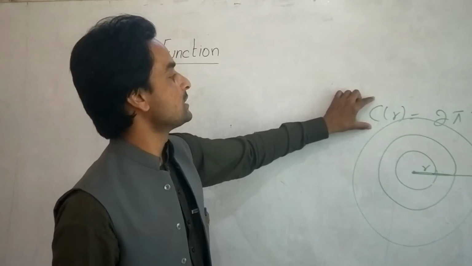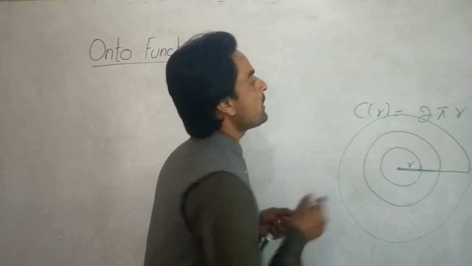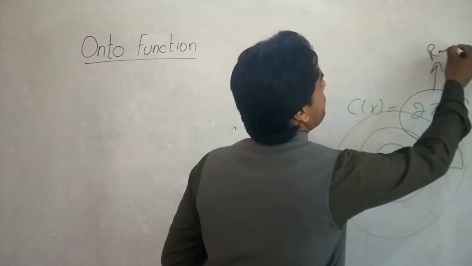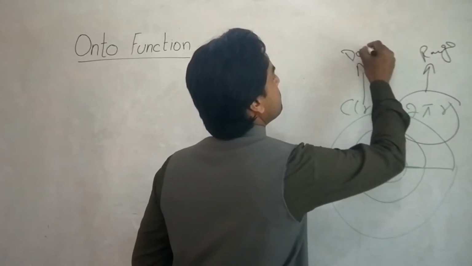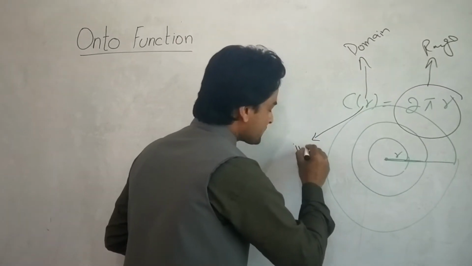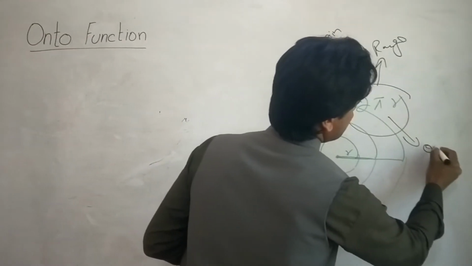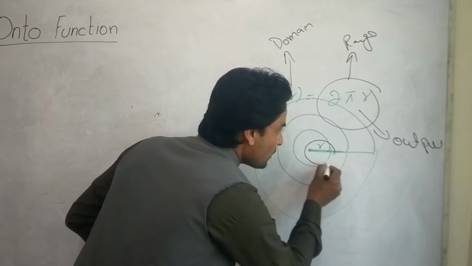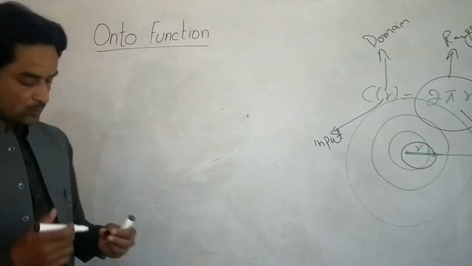Circumference is a function in which R is our domain and this 2 pi R is our range. This is our domain value, or in other words, this is input. This is our input and this is our output value. Here R is our input value and circumference is our output value.